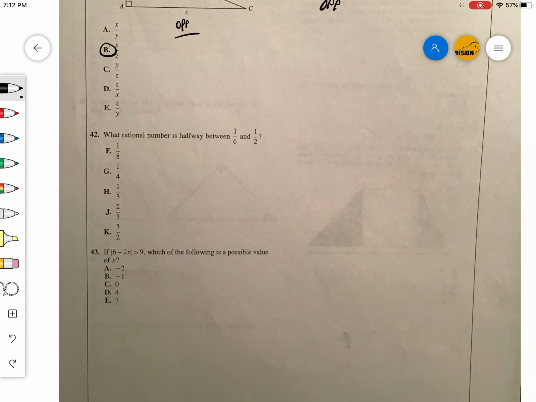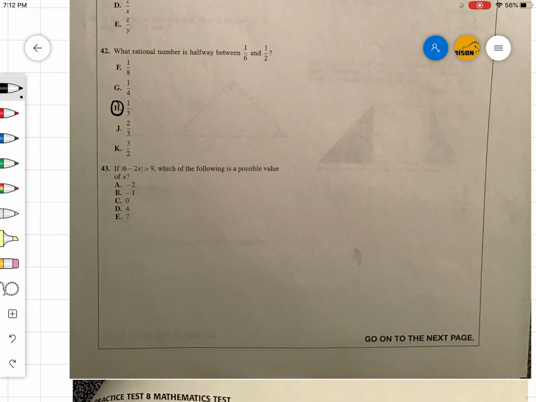Okay. Number 42. What rational number is halfway between 1/6 and 1/2? Here's my best option here. Let's add them up and divide it by 2. So if we find the average of it, that would put us right in the middle. So we've got 1/6 plus 1/2, and then I'm going to half that, and it gives me 1/3. All right, so that would be H.